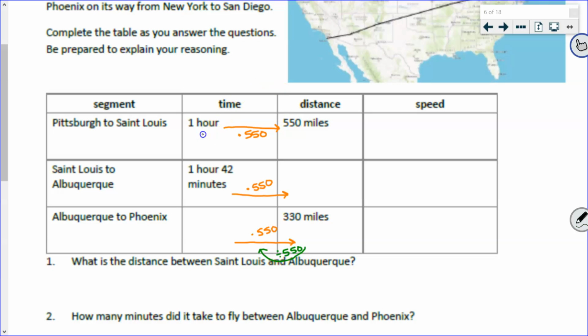1 hour. And here it's 1 hour and 42 minutes. Let's make this easy on ourselves, and let's write this as a decimal. Talk with your groups first. 1 hour, 42 minutes. What is that going to look like as a decimal? Talk to each other. I'll give you 30 seconds to discuss before we talk together as a class. I want 1 hour and 42 minutes written as a decimal.